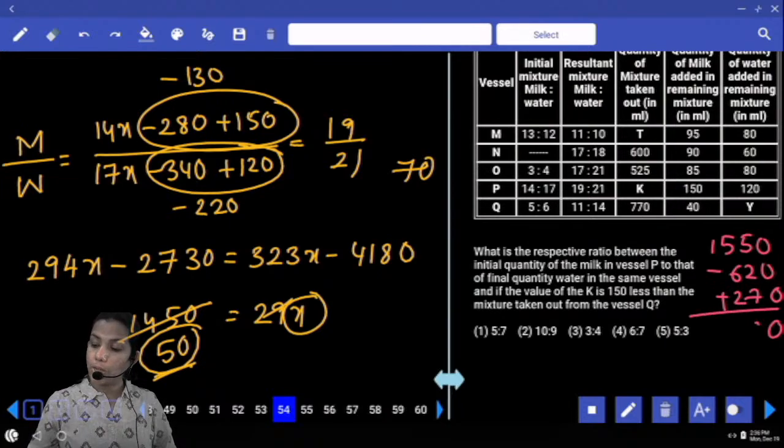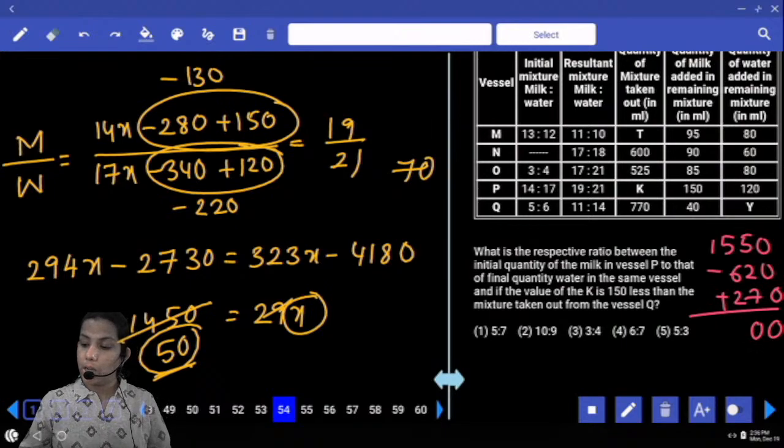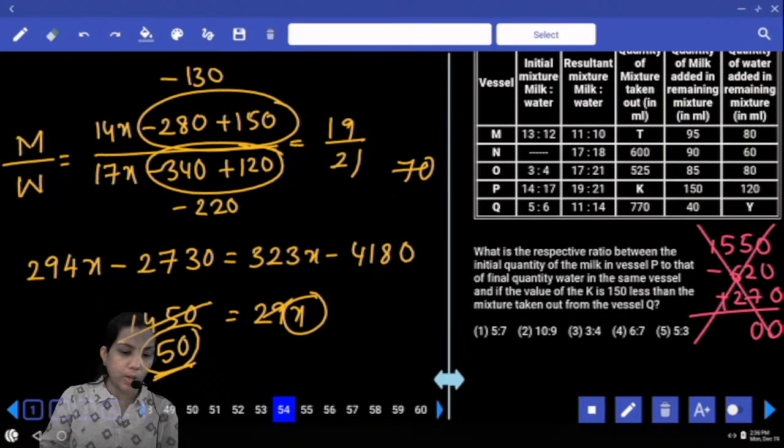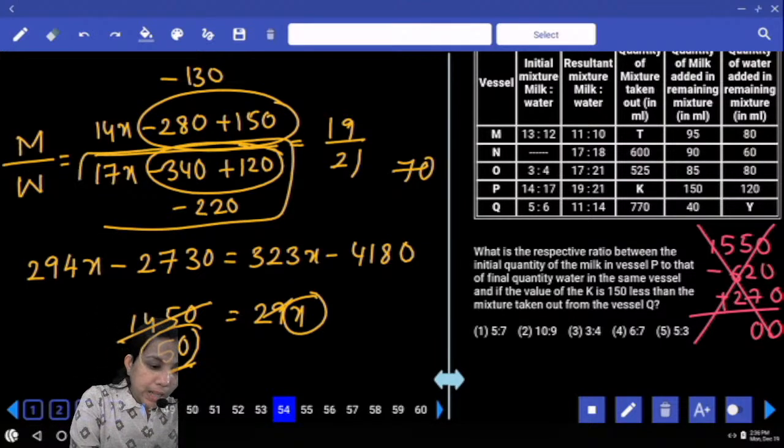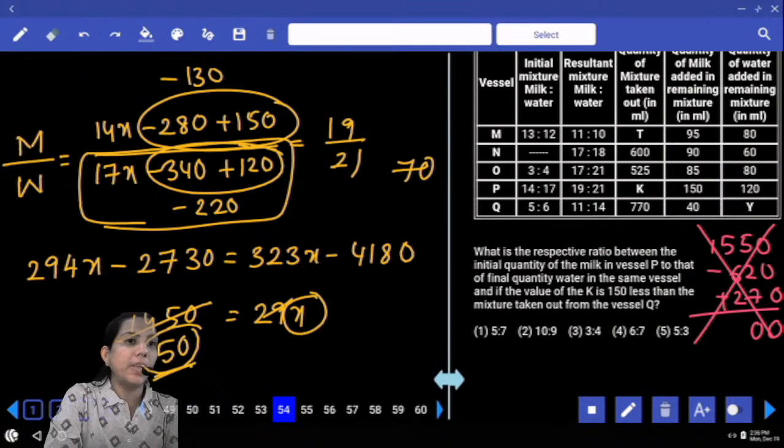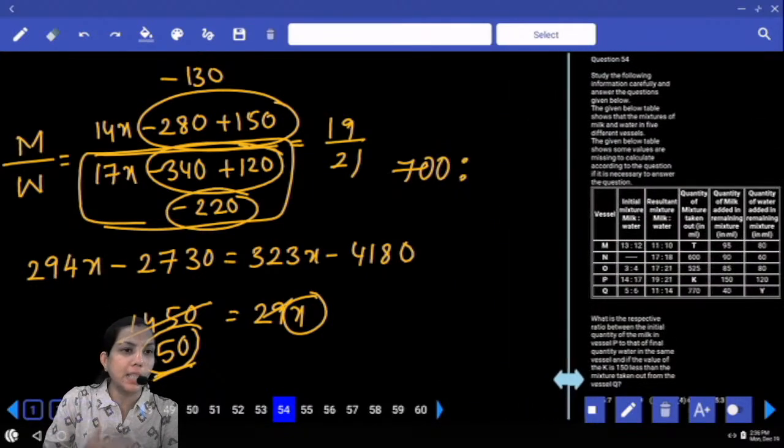1550 లో నుంచి 620 was taken and 270 were added. ఓకే, 270 ఫైండ్ అవుట్ చేసి మళ్ళీ వాటర్ ఫైండ్ అవుట్ చేయాలి. వాటర్ అంటే ఇదే కదా నాన్న, అంతేగా. 17 50s ఎంత? 17 50s 850 ఇనీషియల్ వాటర్, బట్ హౌ మెనీ లీటర్స్ వాస్ టేకెన్? 340 was taken, plus 120 added. I mean minus 220 జరిగింది ఆఫ్టర్ 2 ఆపరేషన్.